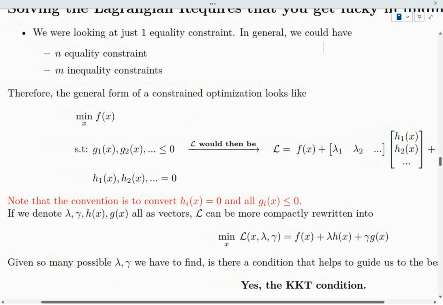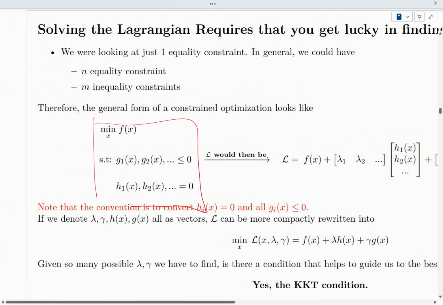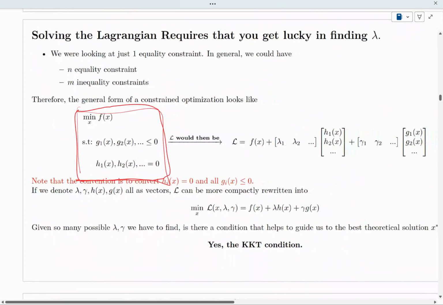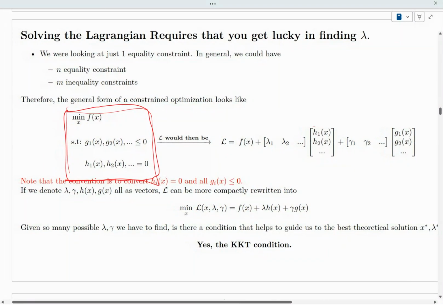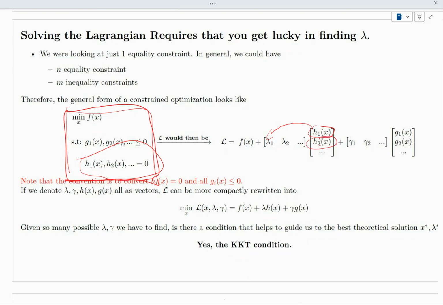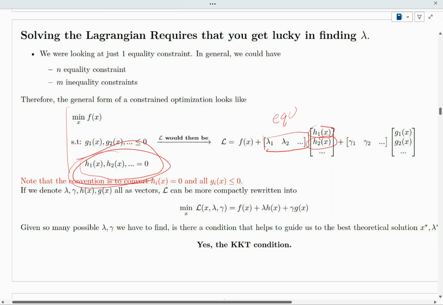Okay, so let's say we have the general form. This is the general form I told you about. If you can put your function to look like this, then we can also write it this way. Remember, H are the equality constraints. So basically, H1 times lambda 1, H2 times lambda 2. Every constraint you have will give you a distinct Lagrange multiplier, right? So lambdas are going to be associated with equality constraints, H.